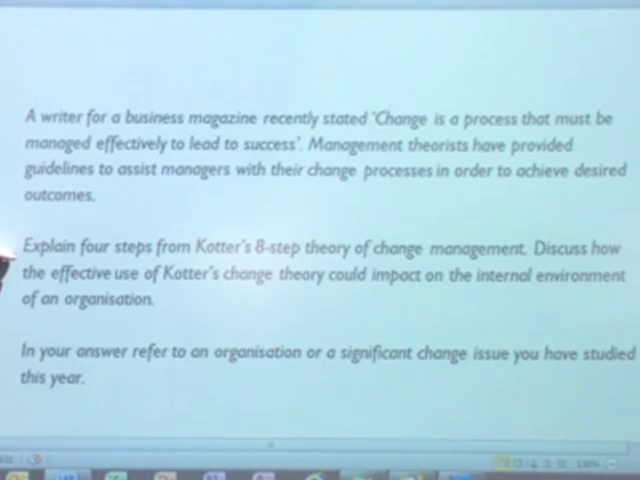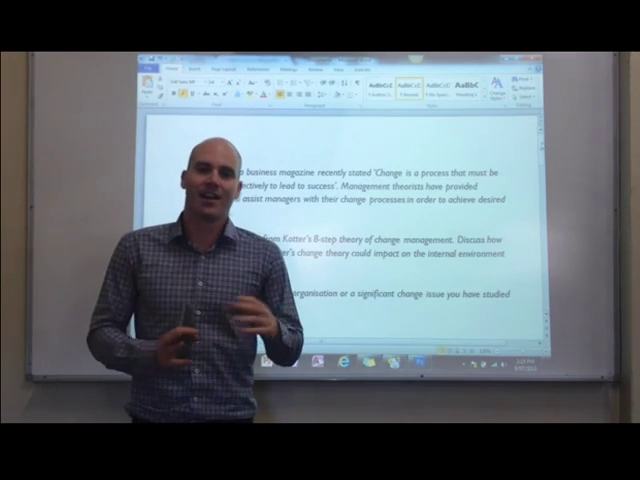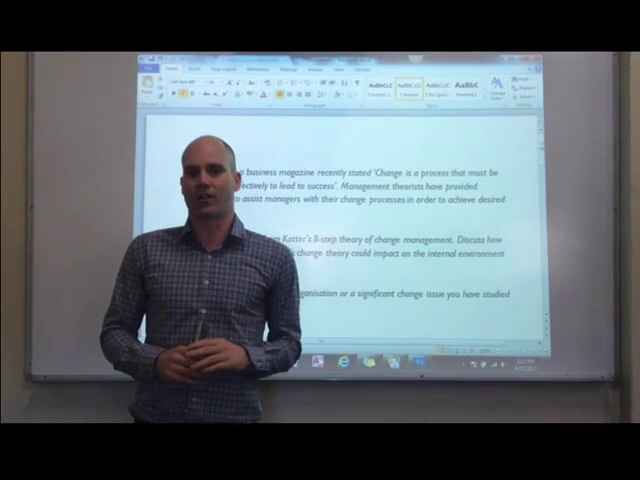Explain 4 steps from Kotter's 8-step theory of change management. You'll learn that when you do Unit 4 Outcome 2. Discuss how effective use of Kotter's change theory could impact on the internal environment of an organisation. In your answer, refer to an organisation or a significant change issue you have studied this year. So that's the question. Now let's have a look at how we're going to structure this answer.